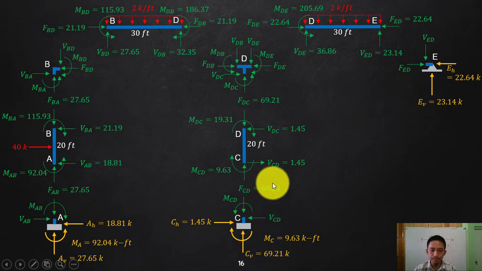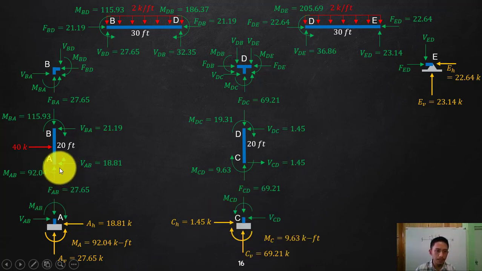Okay, so again, that 69 will be your CD, which is 69.21 kips. Okay, that shear CD is going to the right, it will go to the left, so the reaction is going to the right, 1.45. Okay, the moment is clockwise here, 9.63, it will go counterclockwise, it will go clockwise again, 9.63. Okay, so we're good with the reaction at C.